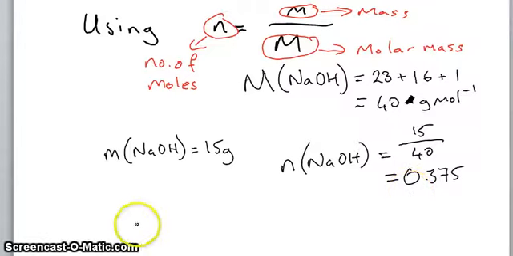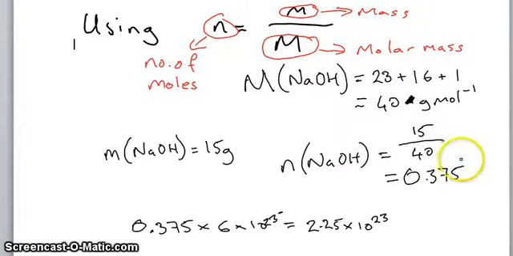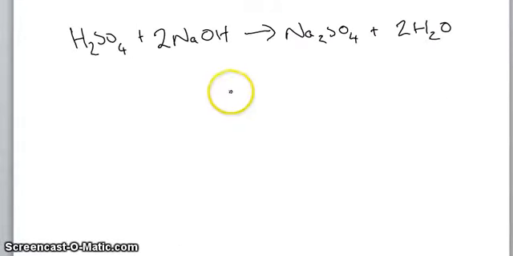This means we have 0.375 times 6 by 10 to the 23 particles of molecules of sodium hydroxide in there, which is about 2.25 by 10 to the 23 particles. Way too big a number to work with. This number is much easier to work with, so that is why we use this number here and we calculate the number of moles.